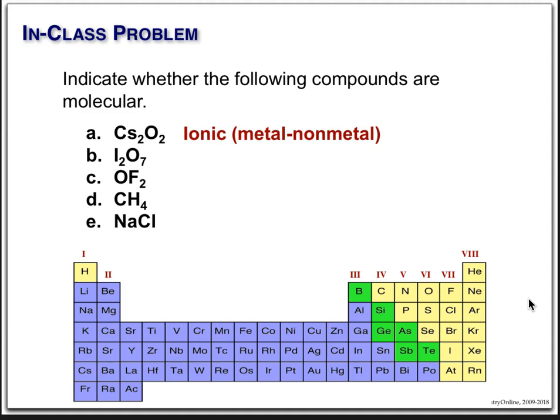Diiodine heptaoxide. Iodine is here. Oxygen is here. This is a molecular compound. Now I know all of you are thinking to yourself, my goodness, how does he know what to name all these things, right? You're probably envious. In our next chapter, we will learn how to name all these things. Isn't that exciting?